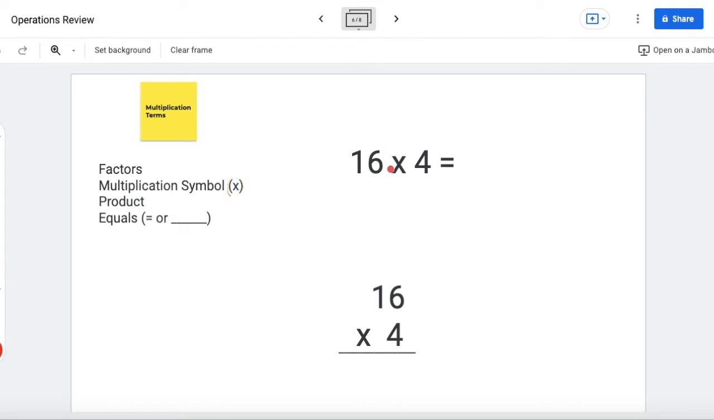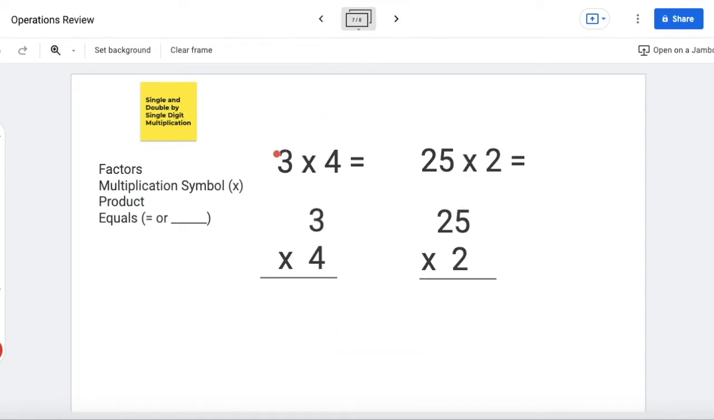Next is the multiplication symbol. This is the X that you see either on the left-hand side of a vertically positioned multiplication problem or in the middle of a horizontal problem. The product is the actual answer to our problem, and the equal symbol can either appear on the right-hand side of a horizontal problem as two parallel bars, or as a vinculum, a long line on the bottom of a vertical operation. Let's go do some examples.